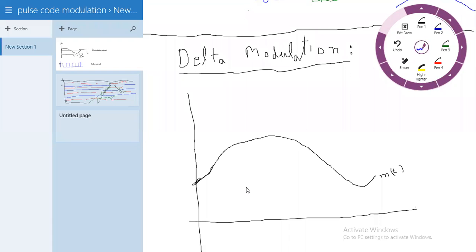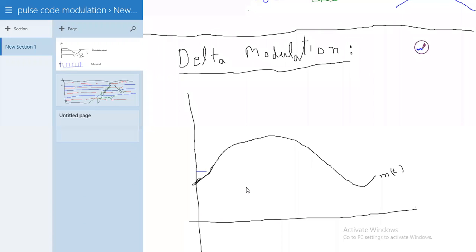The step signal we can initiate either below or above. There is no restriction, so I will start with the step signal at this position. Let us assume each step duration is a Ts duration. At this point we can compare both the signals. This is a step signal.